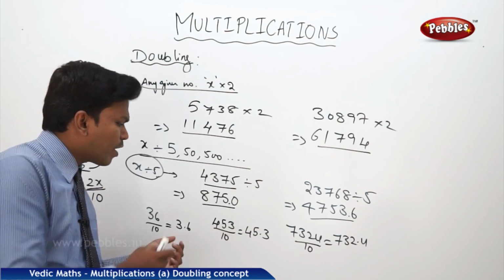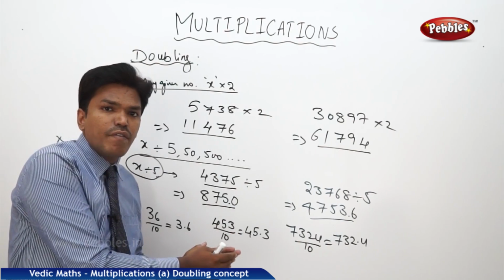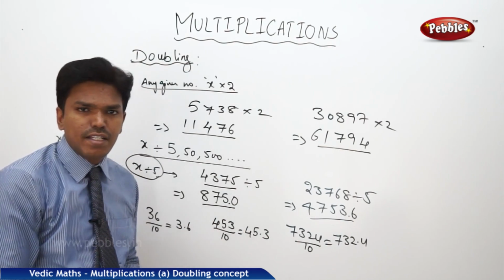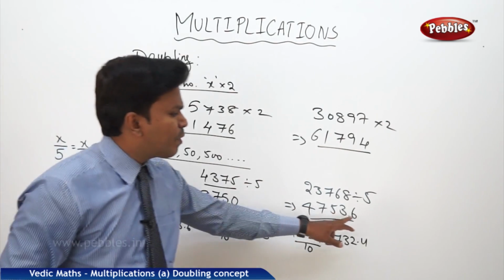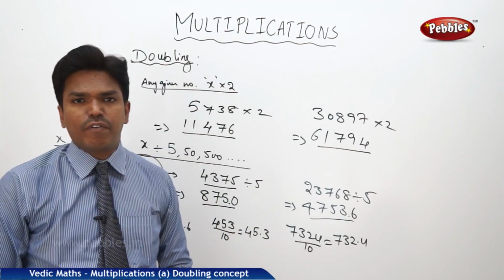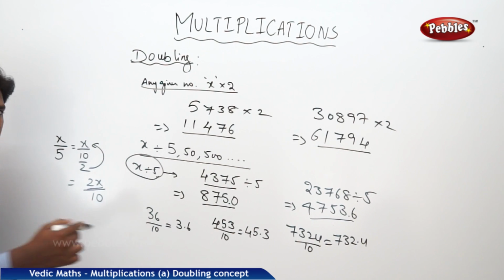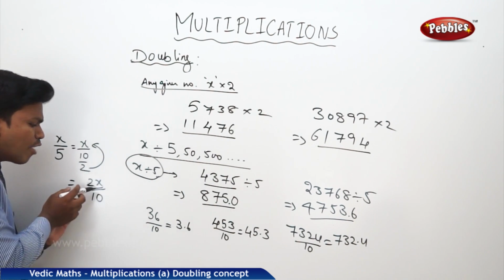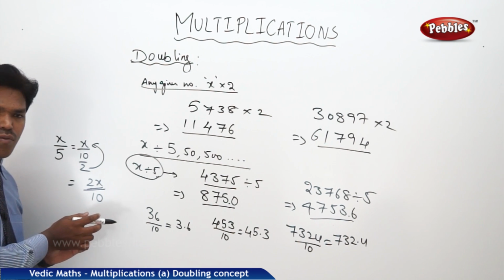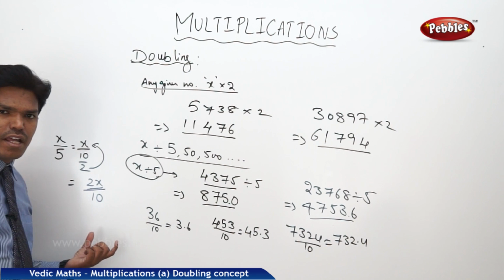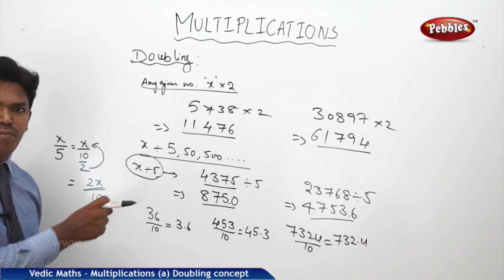And simply you are getting the answer. The same number, but with a decimal point after one digit from right. Yes or no? That's why I am asking you to put a decimal point after one digit from right. Why? Because after doubling the number, that is after multiplying by 2, we have to divide the number by 10. So when we are dividing the number by 10, that is the direct step of putting a decimal point after one digit from right.